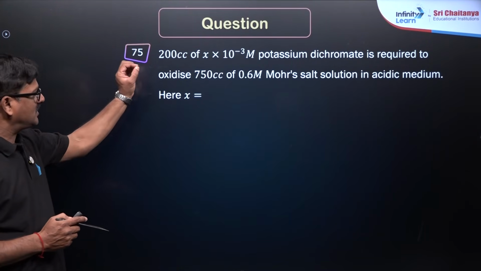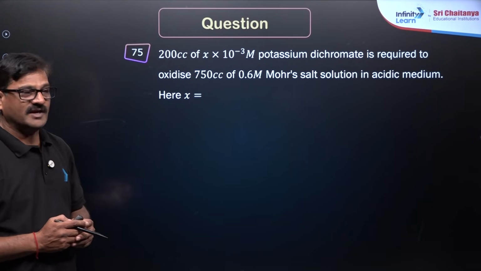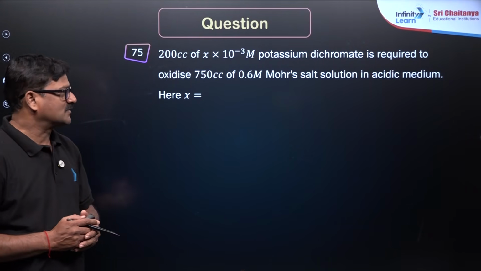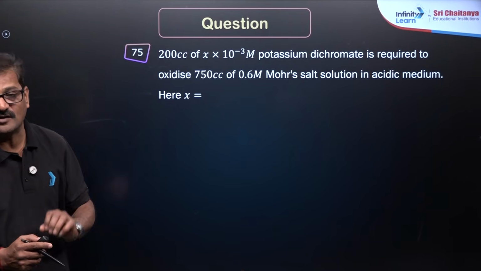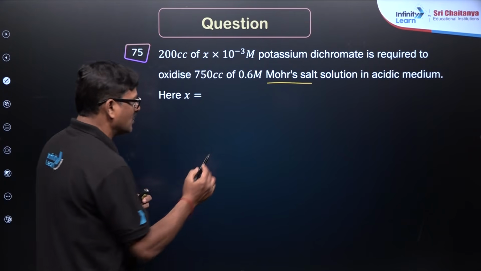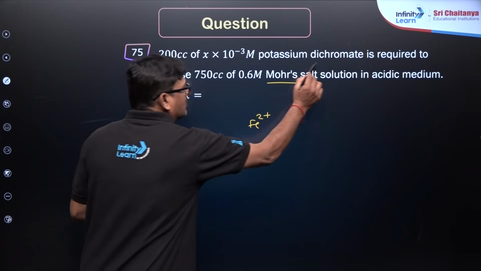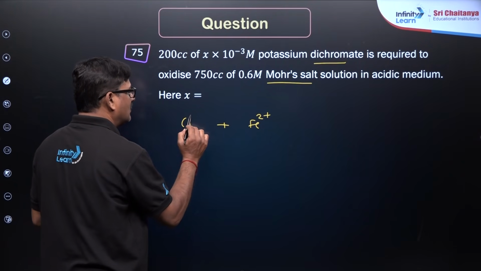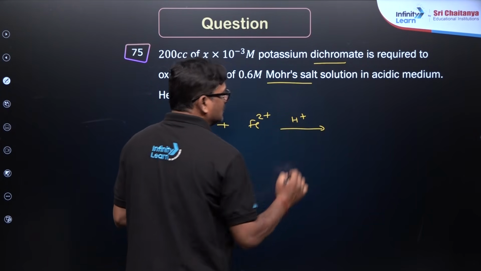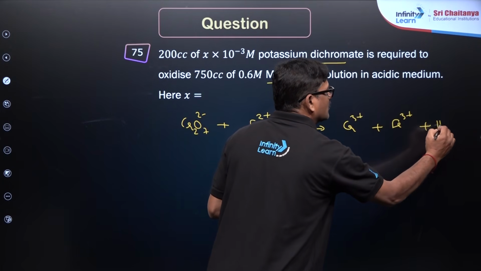Children, this is the question. 200 cc, means 200 milliliters, of X into 10 to the power of minus 3 molar potassium dichromate is required to oxidize 750 milliliters of 0.6 molar Morse salt solution in acidic medium. Here you are asked to calculate what is X. So what is Morse salt? Ferrous ammonium sulfate is called Morse salt, which contains Fe2+ as the active ingredient. So it is going to react with potassium dichromate, Cr2O7 2-. In the acidic medium, you are going to get Cr3+ and Fe3+, and water is going to be formed.